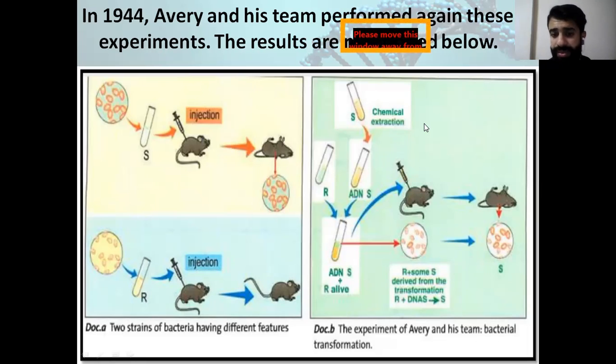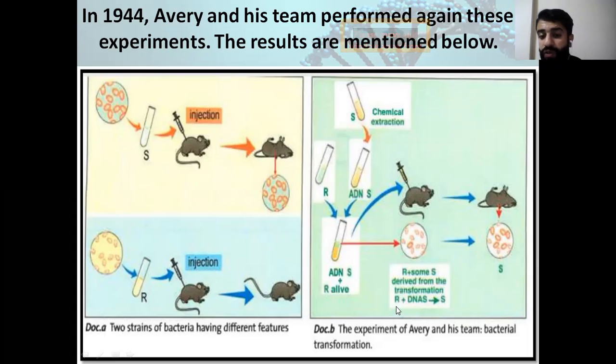The result was death. So what does this mean? This means that the DNA of the S converted the R into S. So the DNA of the S plus R, through transformation, transformed the rough, non-virulent strain that doesn't cause death into an S type that can cause death. This means that the genetic information is located where? Inside the DNA. The DNA is the carrier of the genetic information.